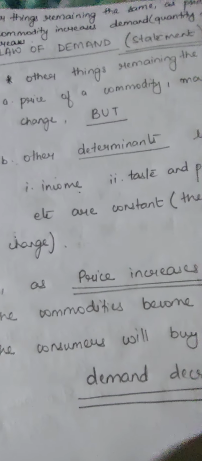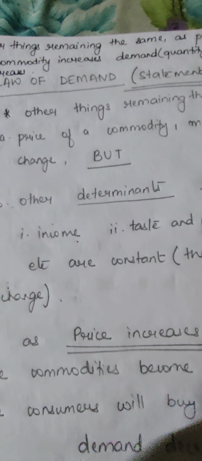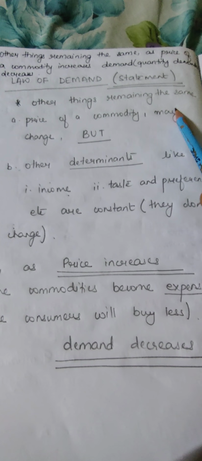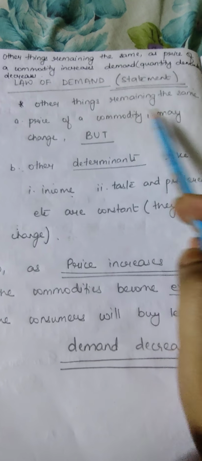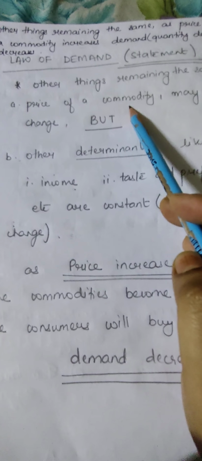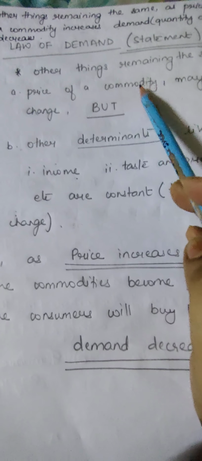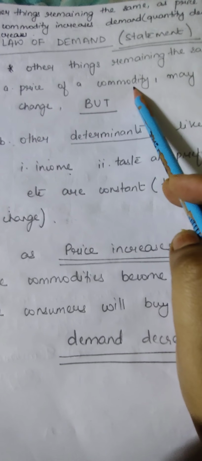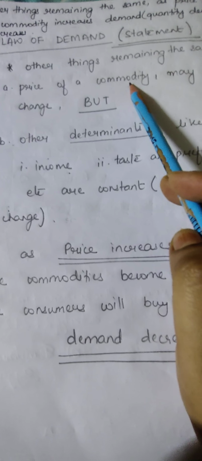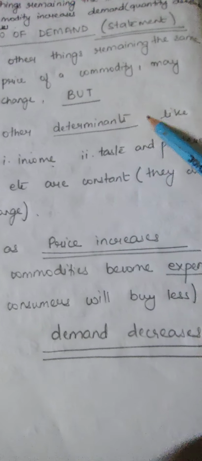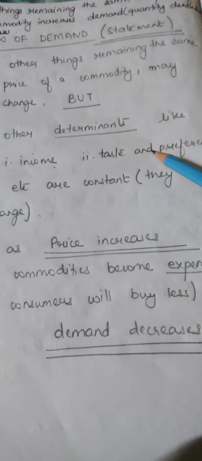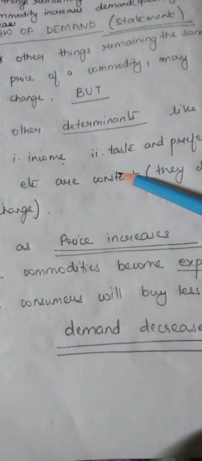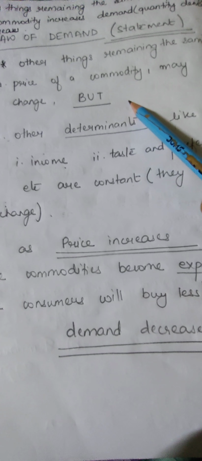So with the statement of the law, what we have come to know is that other things remaining the same means the determinants. Just the price of a commodity may change, the price of its own. If you're talking about commodity X, then the price of commodity X will increase or decrease, but the other determinants like income, taste and preferences, etc. are constant. They do not change.